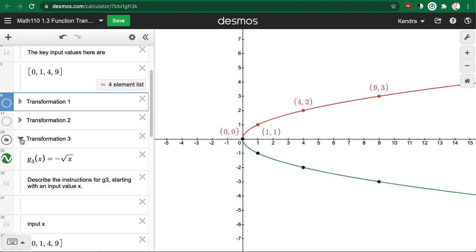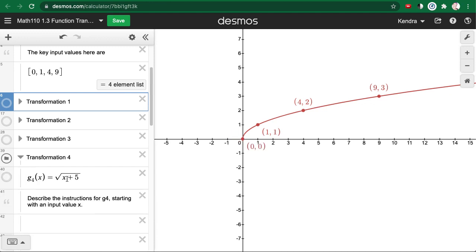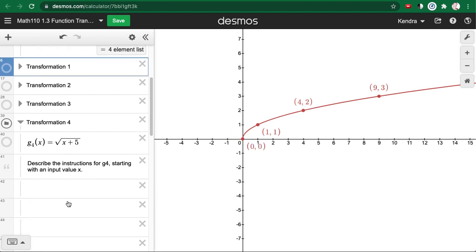All right. Next transformation. Now, what's this look like?